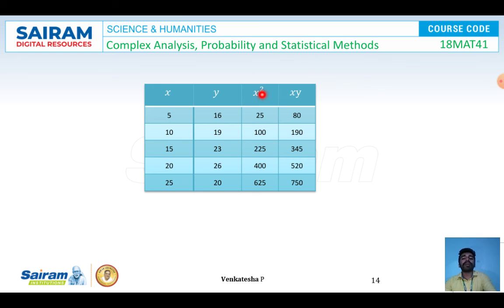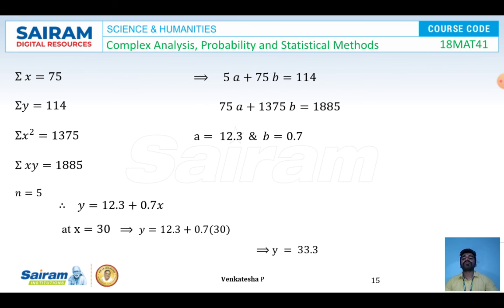So x square is obtained by squaring all the x values. I got 25, 100, 225, 400, 625. Xy is given by 80, 190, 345, 520 and 500. Now we are supposed to calculate summation x, summation y, summation x square, summation xy. Adding all the x values, I got summation x is equal to 75. Adding all the y values, I got summation y is equal to 114. Adding all x square, I got summation x square is equal to 1375. Adding all xy, I got summation xy is equal to 1885. And the value of n is 5 here.